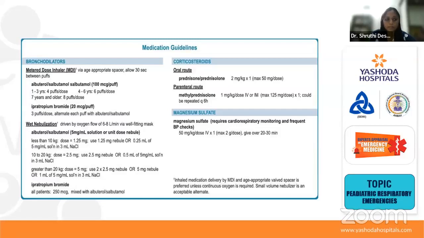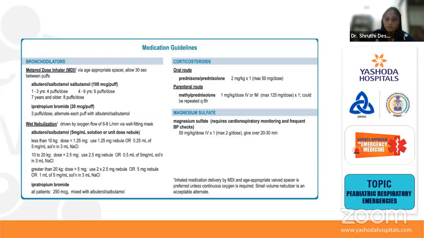And if you're using a nebulizer, for less than 10 kg, the dose is 1.25 mg. 10 to 20 kg, the dose is 2.5 mg. And greater than 20 kg, it is 5 mg. The efficacy is the same for both forms of treatment. But the adverse effects of palpitations, tremors, and tachycardia are a bit lesser when the child is using an MDI.